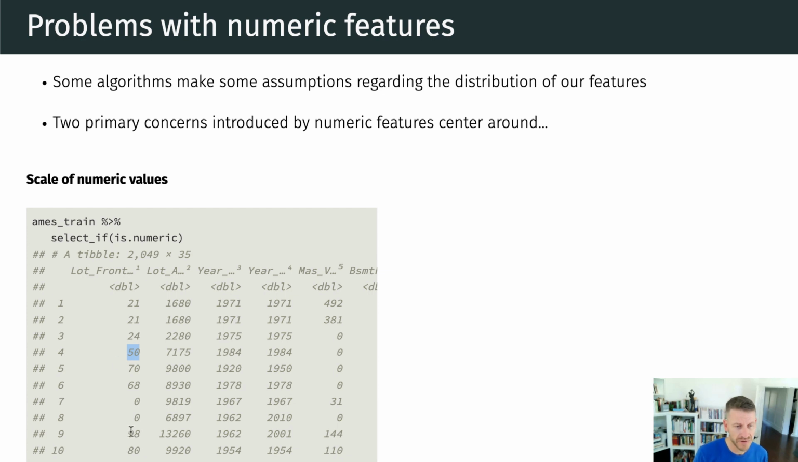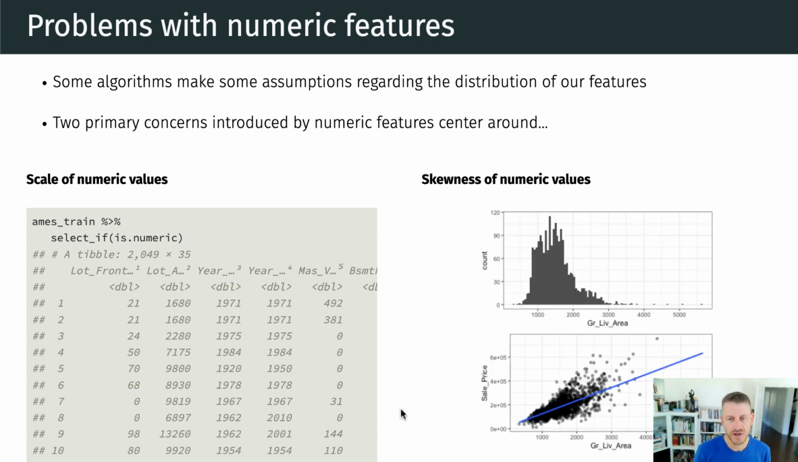So you can see we have down here, the ninth observation, a lot frontage of about 98 feet, where the lot area is basically 13,260 square feet. So you can see much larger differences. And we see that across many of the other features, right? Now, another issue that we can run into is the shape of our numeric features.